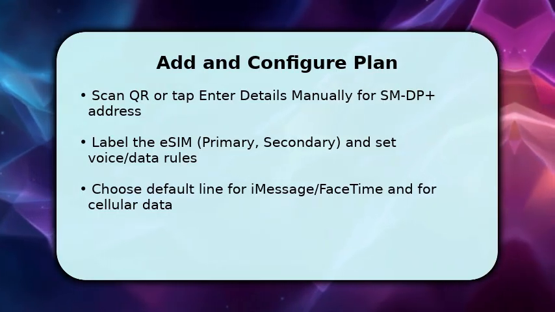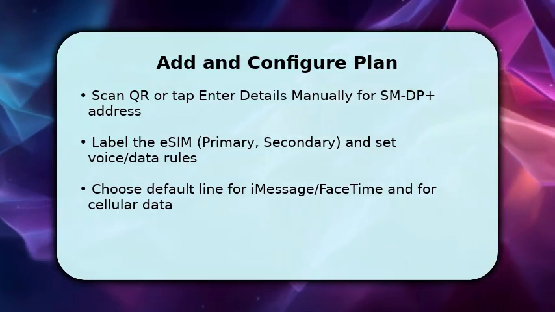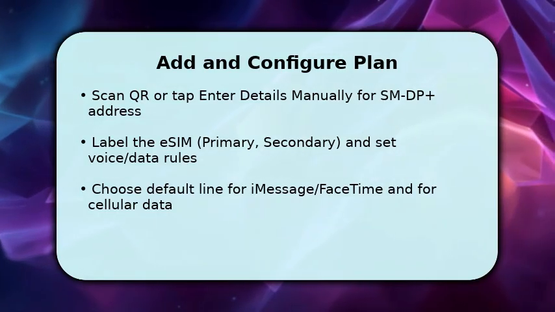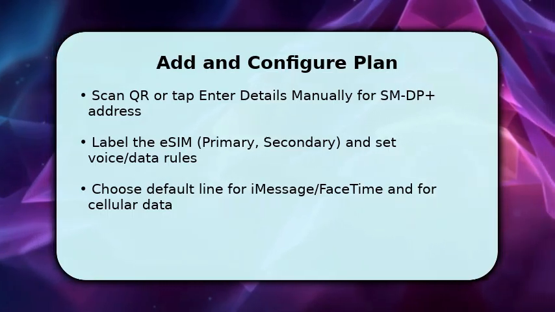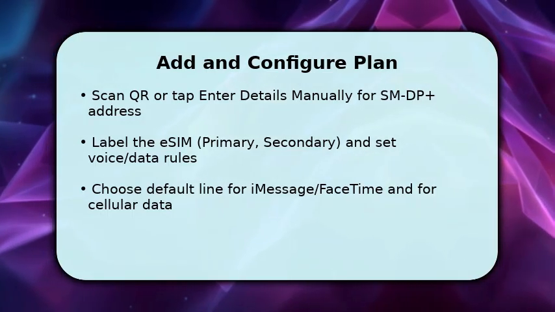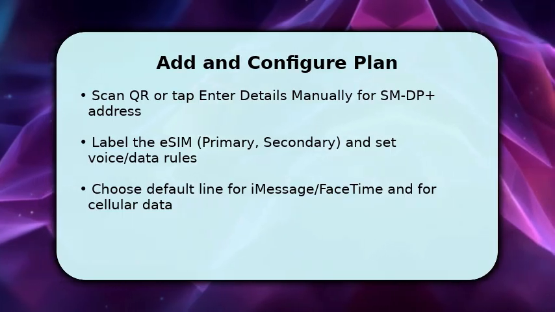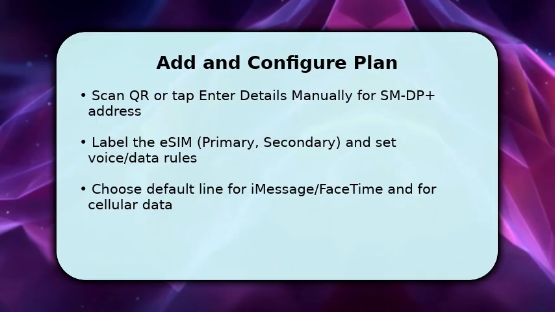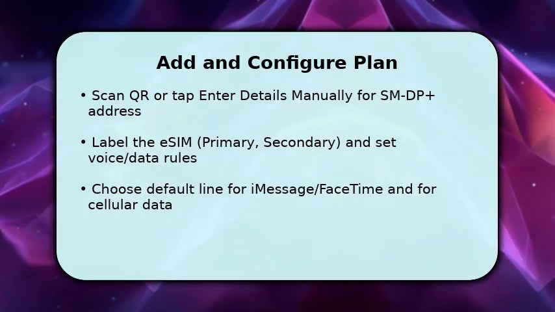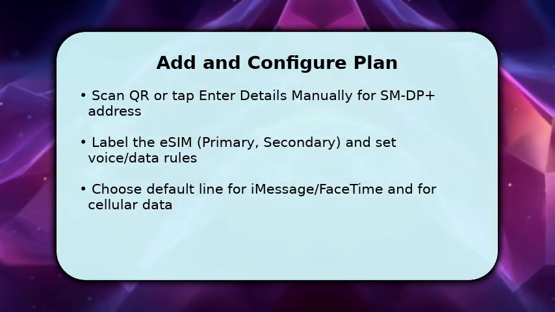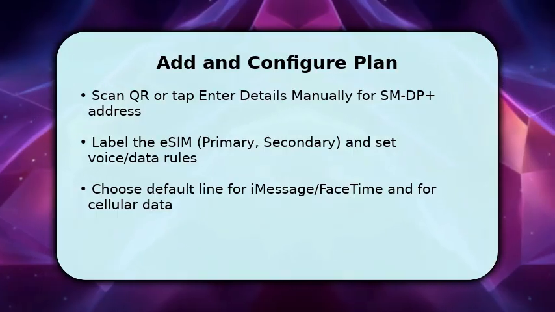You'll be prompted to label the plan, pick something clear like Airtel data, because labels help when switching, then assign which line handles voice versus data. Make sure to set the default line for iMessage and FaceTime and select your cellular data line. If you need both lines active, enable both for calls and data in cellular settings.